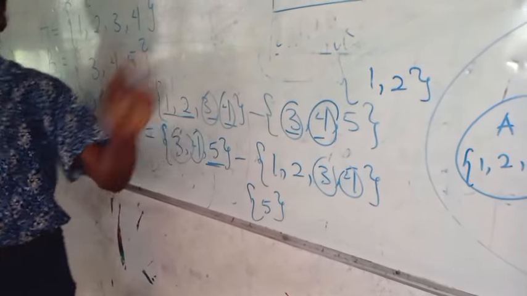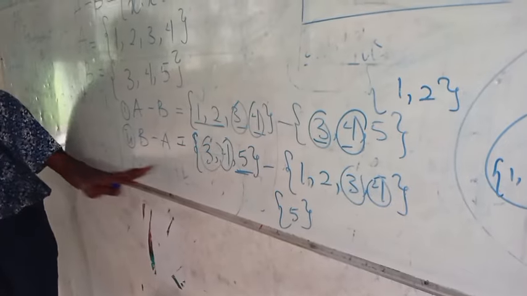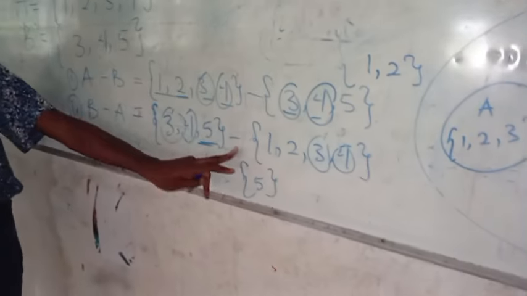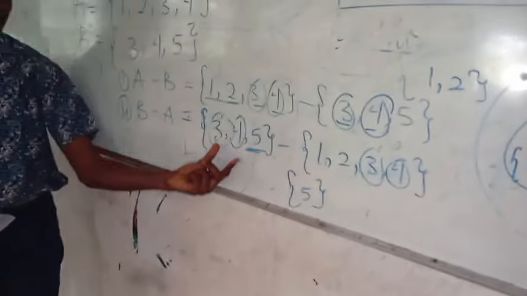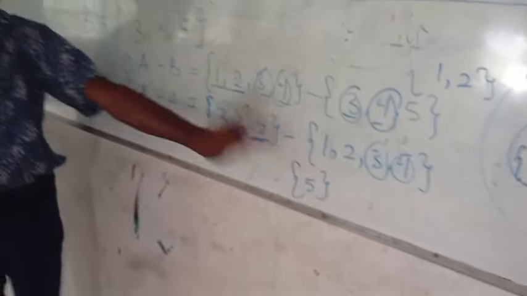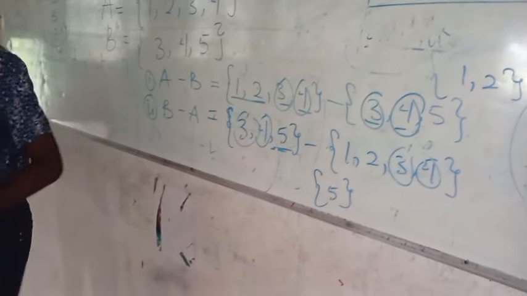You get it? Now, same case applies to this. B minus A. Elements in B are what? 3, 4, and 5. Minus A, 1, 2, 3, and what? 4. It shares 3 and 4 with this one. So, remove them. What do you have left in B? 5. Do we get this now? Okay.